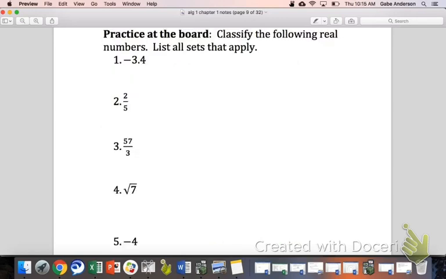With -3.4, first of all, I'm going to say that that is a real number. In fact, all of them are going to be real numbers. So -3.4 is a real number. I can also see that it is a terminating decimal, right? The decimal just stops. And so that means that it is also rational. This is a real number. It is a rational number.